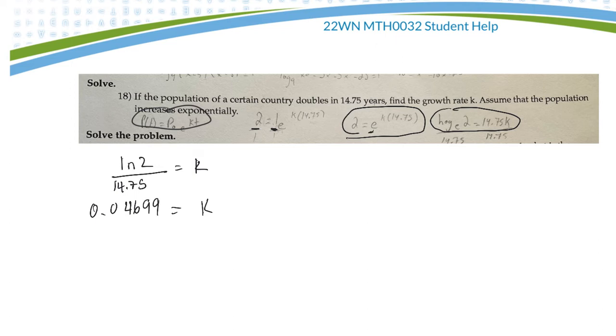So that's k. And they say find the growth rate. Done. Now I guess what you could do is express that as a percent. So if you move over 2, you could call it 4.699%. Oh, and then they say assume the population increases exponentially. Yeah, this would be our answer. That would be our growth rate.